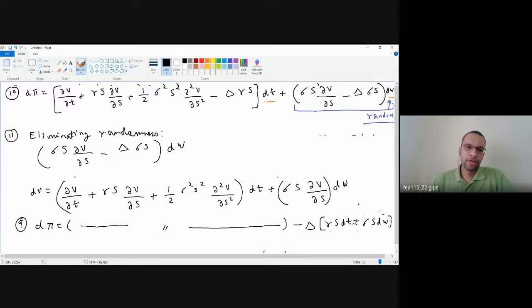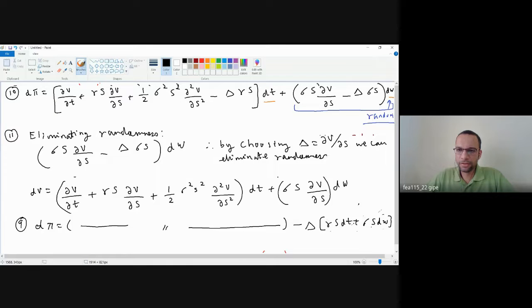Now, if I choose delta to be equal to ∂V/∂S, so therefore, by choosing delta equal to ∂V/∂S, we can eliminate randomness. Why eliminate randomness? Because I'll essentially cancel out the entire term, isn't it? Let me plug that in and then we'll see. It's just plain subtraction, but I'll just do it anyway.